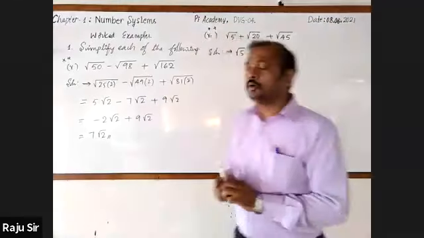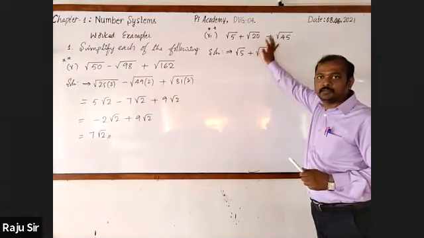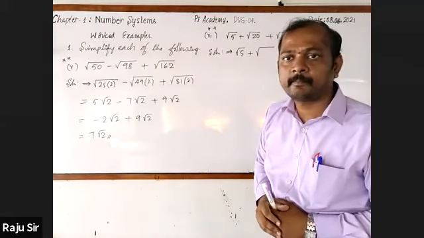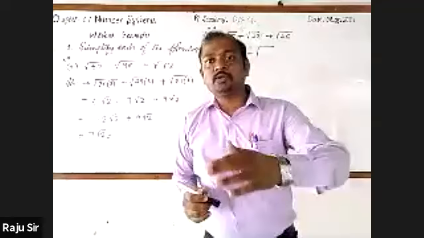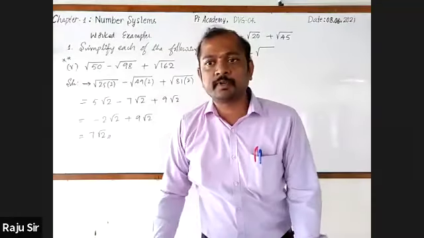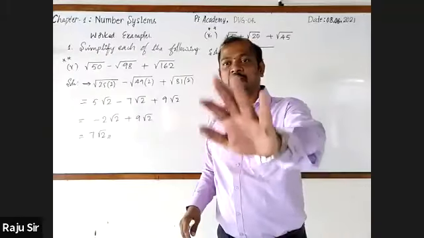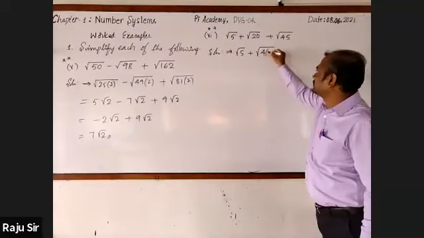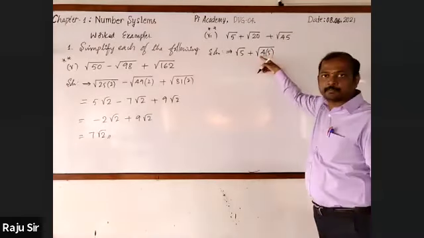Ananya SN, you tell how to write square root of 20. 10 into 2. 10 into 2, of course. Do you say 10 is a perfect square? No sir. Then, sir, 4 into 5. 4 into 5 root. Correct. All of you are right. It is 4 5s are 20. 4 is a perfect square.